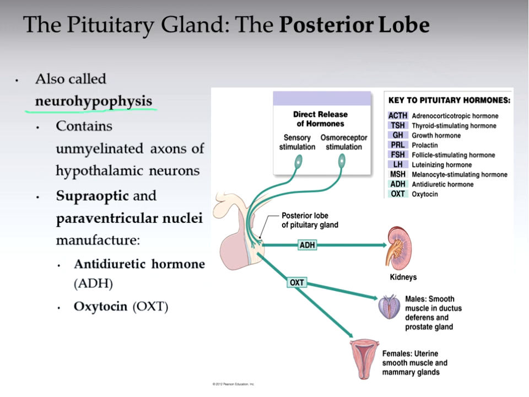Okay. For, again, the posterior pituitary, it does have some nervous system specific tissue. It's called the neurohypophysis because it's neurons. The neurons originate in areas of the hypothalamus, and they produce two hormones that head to the kidneys or the reproductive glands. In the kidneys, ADH retains water. Oxytocin in the reproductive glands is going to cause smooth muscle contraction.